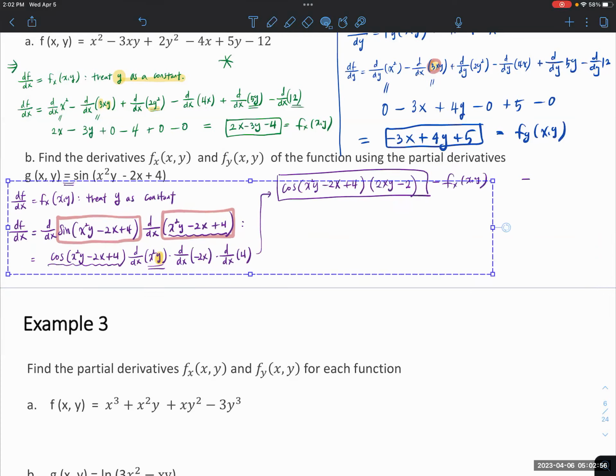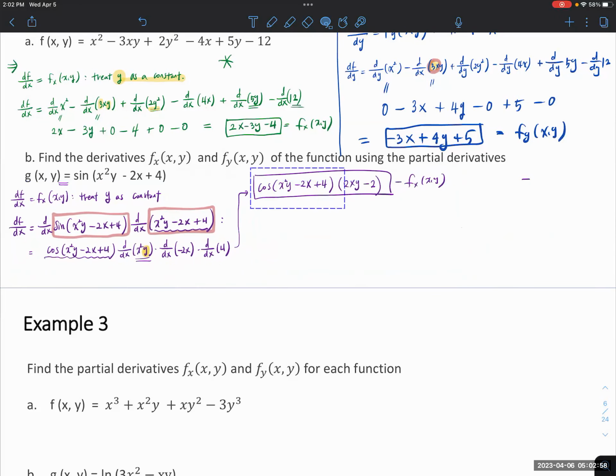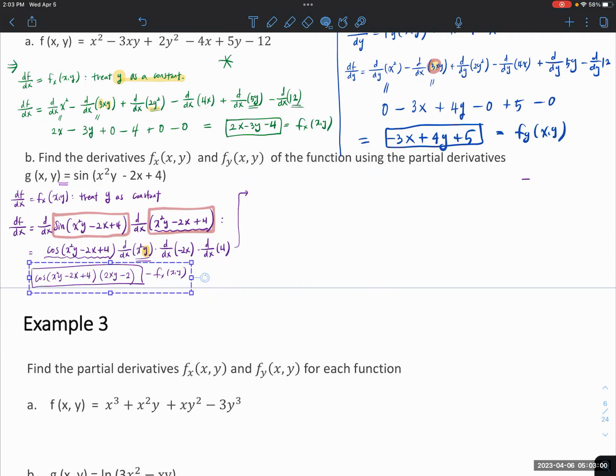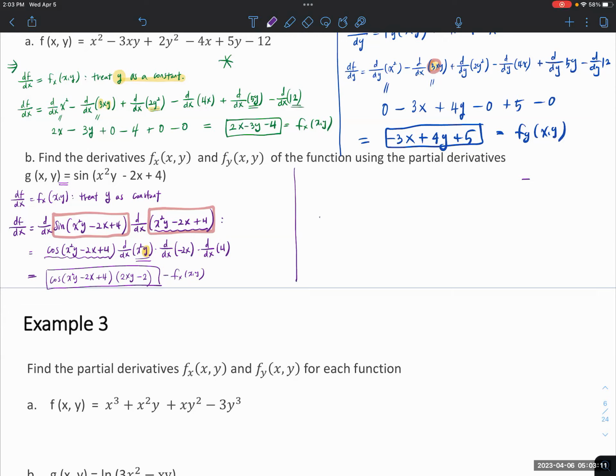I'm going to minimize it. Actually, I'm going to bring this one here. So that was the one answer. Same thing, df over dy, f_y(x, y). That means treat x this time as a constant.